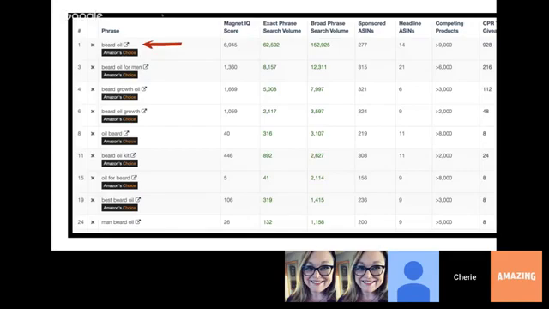So those are what I call my mining words. Beard oil is my main seed. It's the only seed here with enough traffic for me to care about. It's got 152,000 searches. Everything else looks pretty tiny. I'm going to go ahead and look at this and say, okay, so here's my keywords.